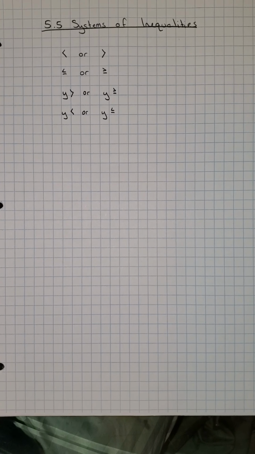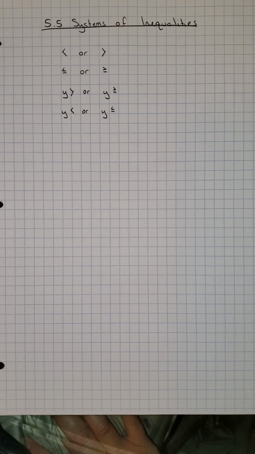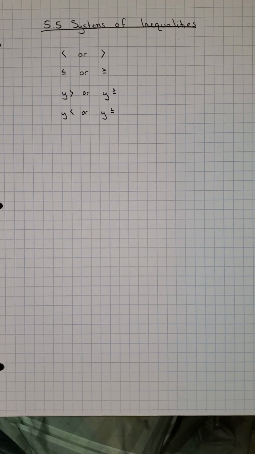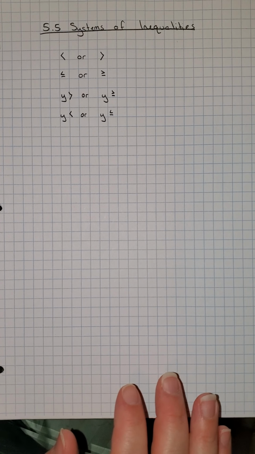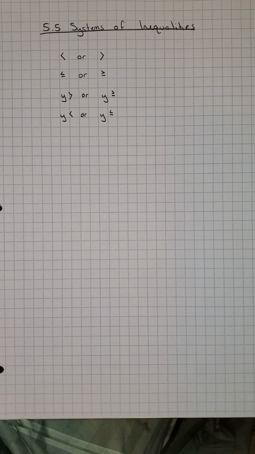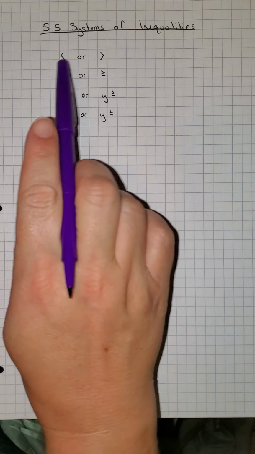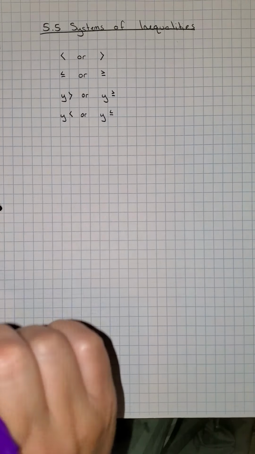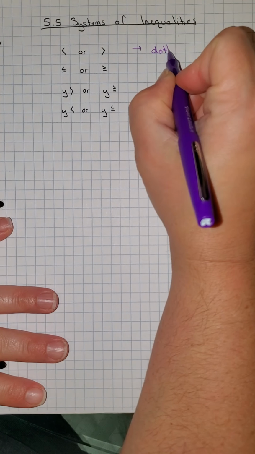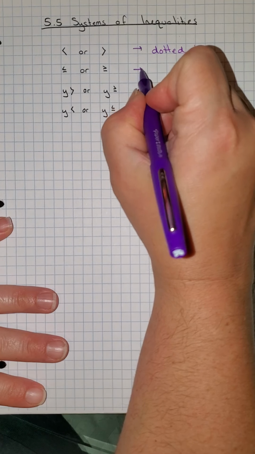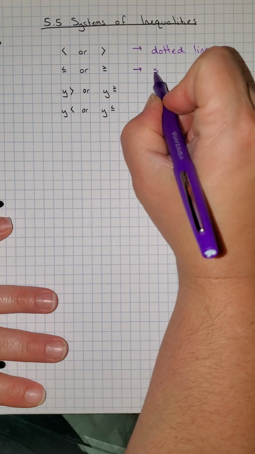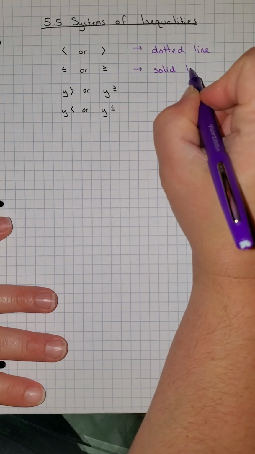Hi everybody, we are going to do 5.5 systems of inequalities, which actually starts not as systems but as just graphing inequalities, remembering how to do it when you have to put it on a two-dimensional graph. So remember, if you have less than or greater than without the equal to, it's going to be a dotted line. If you have the equal to, if it's less than or equal to or greater than or equal to, it's going to be a solid line.